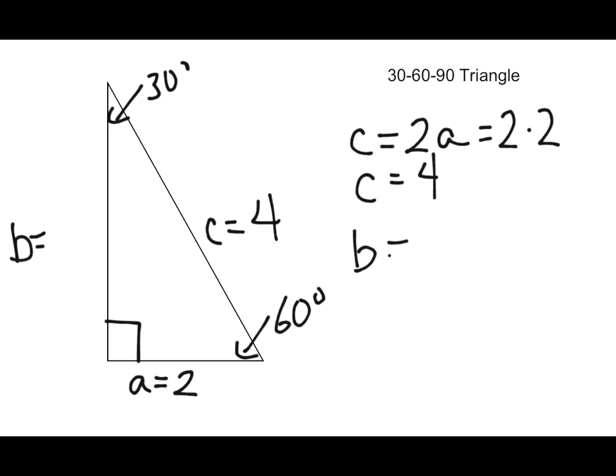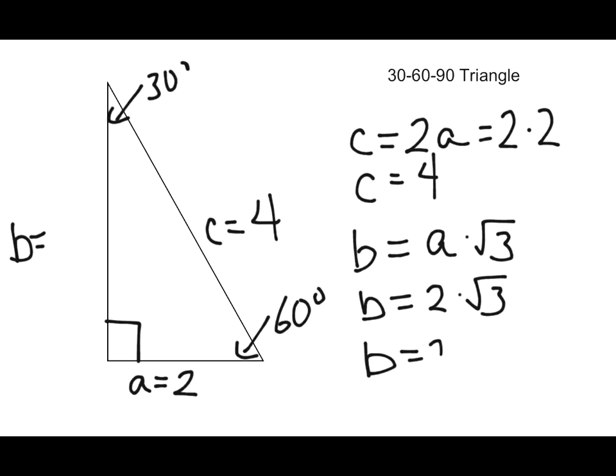To find the long side, which is opposite of my 60-degree angle, I'm going to take my short side and multiply it by square root of 3. Since my short side here is 2, I'm going to multiply 2 by square root of 3, which means my long side will have length 2 square root of 3.